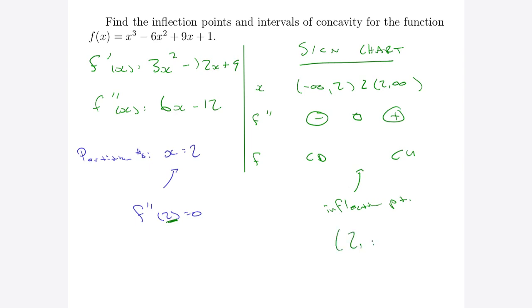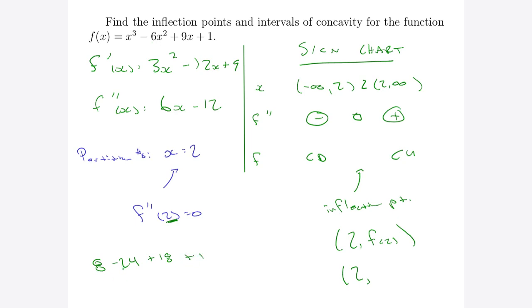It happens at 2 comma f of 2, which is really 2, let's see, if we plug 2 into this, we get 8 minus 24. I'm going to write this down because I'm going to forget. 8 minus 24 plus 18 plus 1.